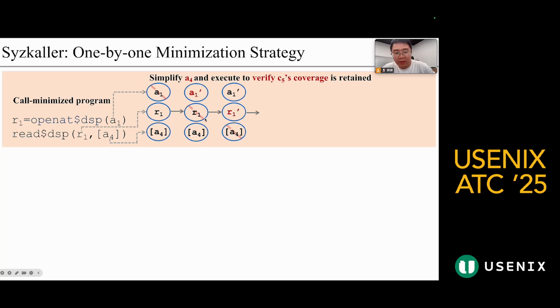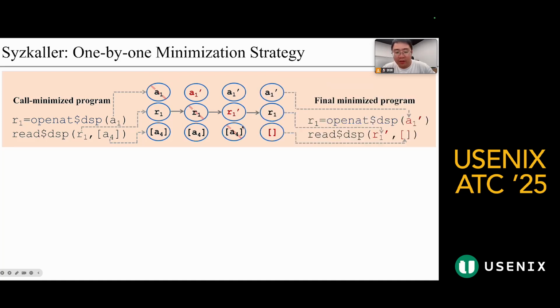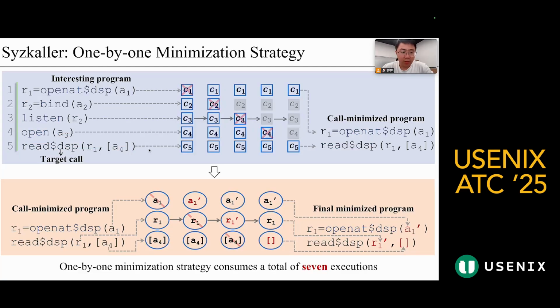If this attempt is successful, R1 becomes R1 apostrophe. Then it simplifies the argument A4. Finally, the program becomes this. So, in this way, the one-by-one argument simplification consumes 3 executions. So, for Syzkaller, the one-by-one minimization strategy consumes a total of 7 executions to remove irrelevant calls and irrelevant arguments.